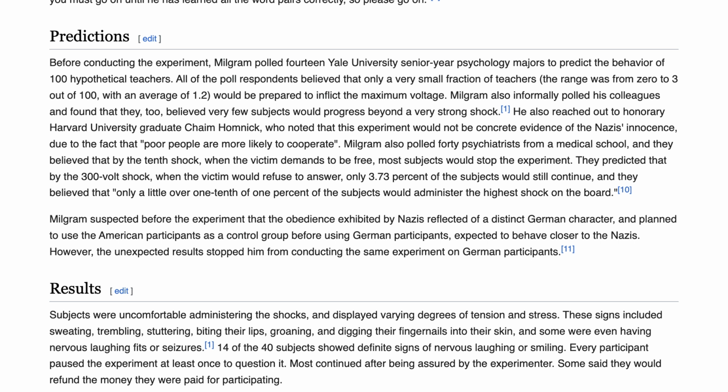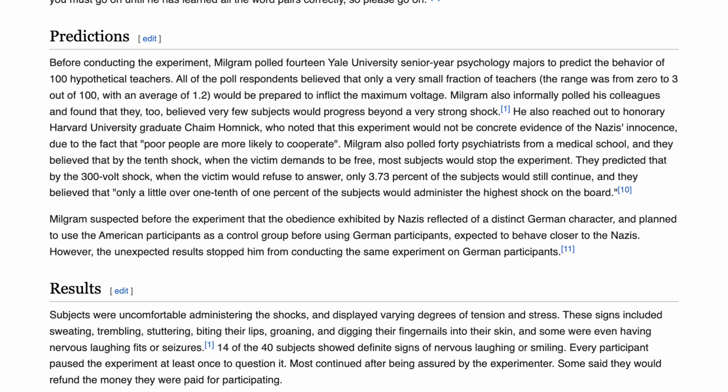Milgram also polled 40 psychiatrists from a medical school, and they believed that by the 10th shock, when the victim demands to be free, most subjects would stop the experiment. They predicted that by the 300-volt shock, when the victim would refuse to answer, only 3.73% of the subjects would still continue, and they believed that only a little over 0.1% of the subjects would administer the highest shock on the board.